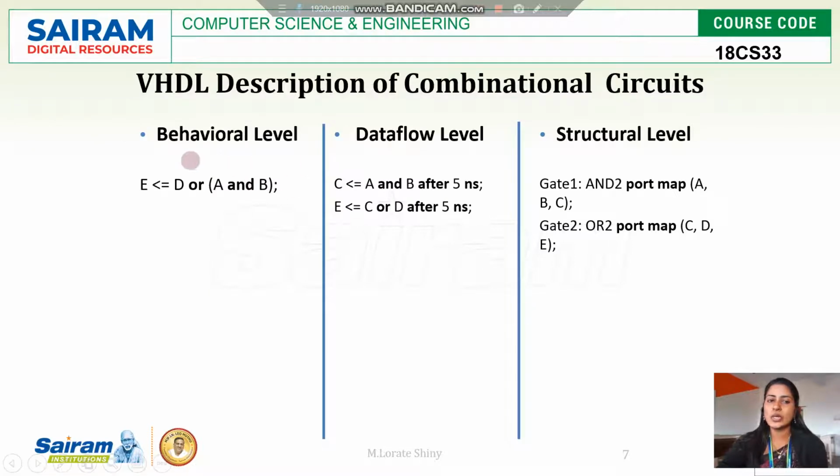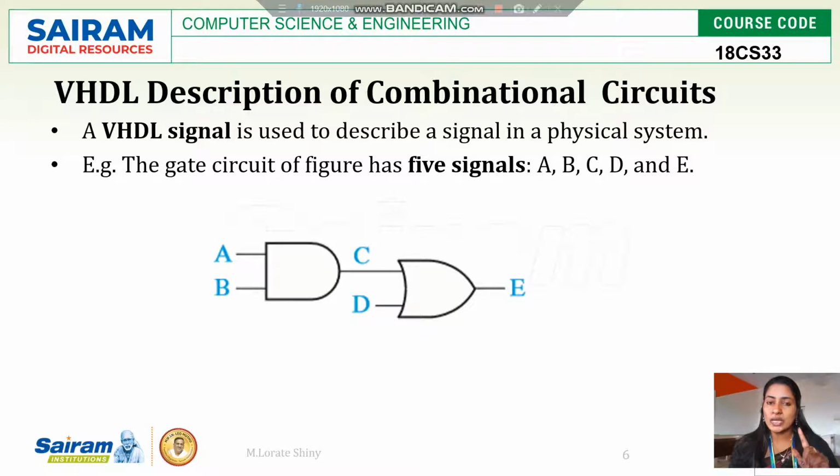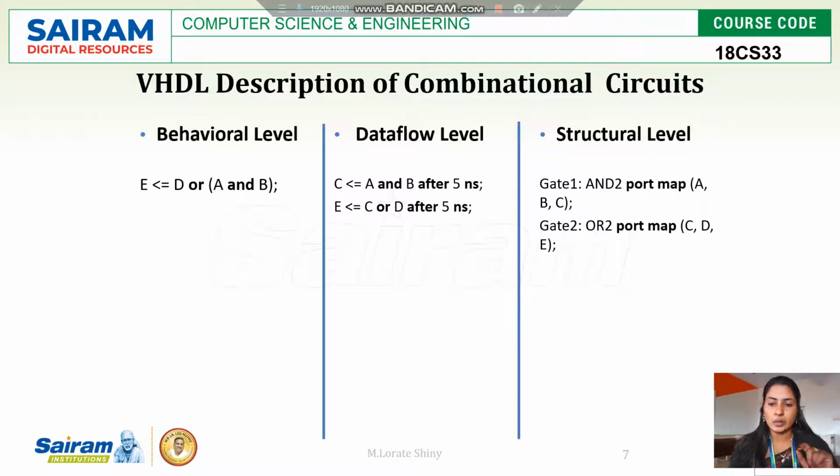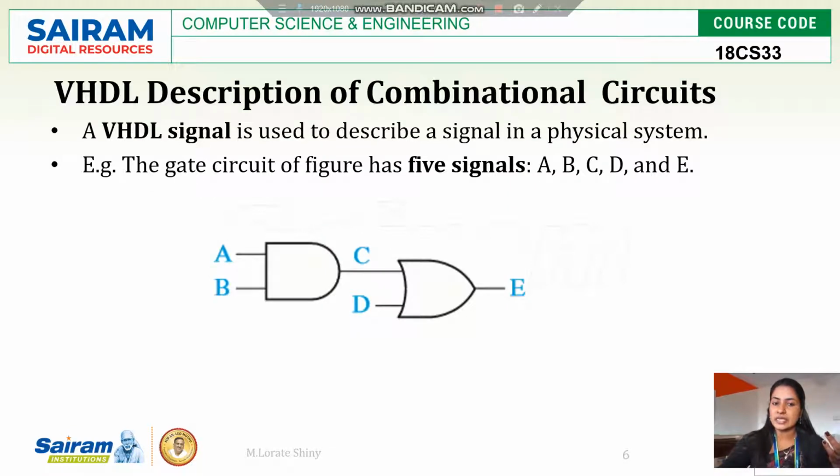So first I'll tell what is the difference between all the 3. Behavioral model will describe only the final concurrent statement of the system, that means the circuit. So here the final statement is E. So only E will be described using behavioral model. Then data flow level describes the final statement and also the intermediate statement. So here the intermediate statement is C and the final statement is E. So both will be described using data flow.